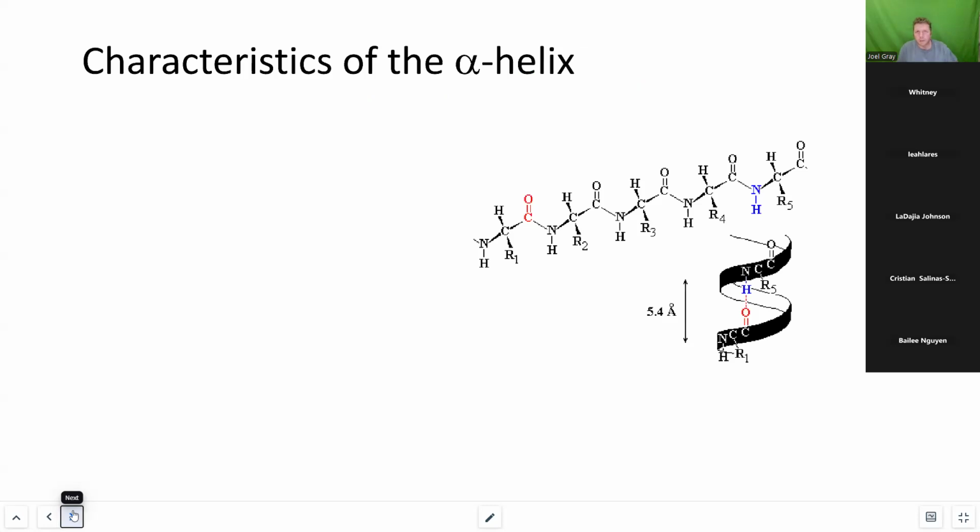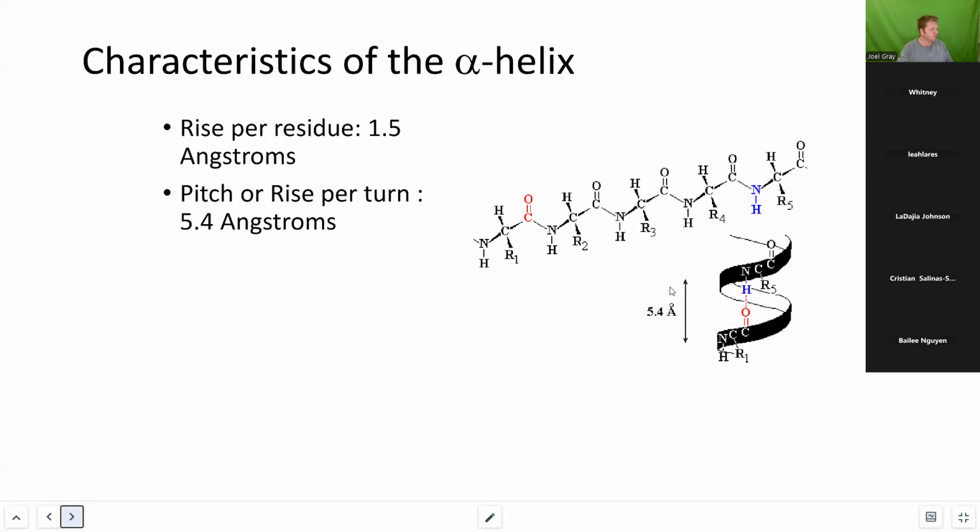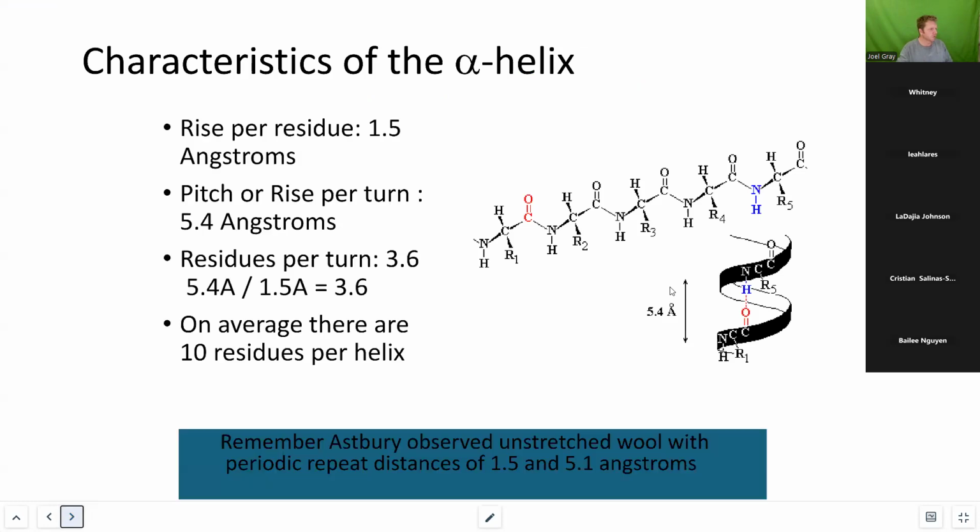Now, what I want to focus on here is let's look at an alpha helix. So an alpha helix, I'm going to populate this slide with everything that I need. Okay, there we go.